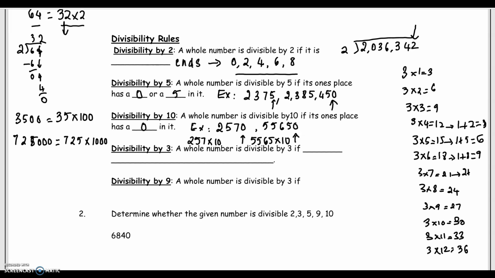2 plus 1 is 3. Again, 3 divides 3. 2 plus 4 is 6. 3 divides 6 because 3 times 2 is 6. 2 plus 7 is 9. 3 divides 9, so therefore 3 divides 27.